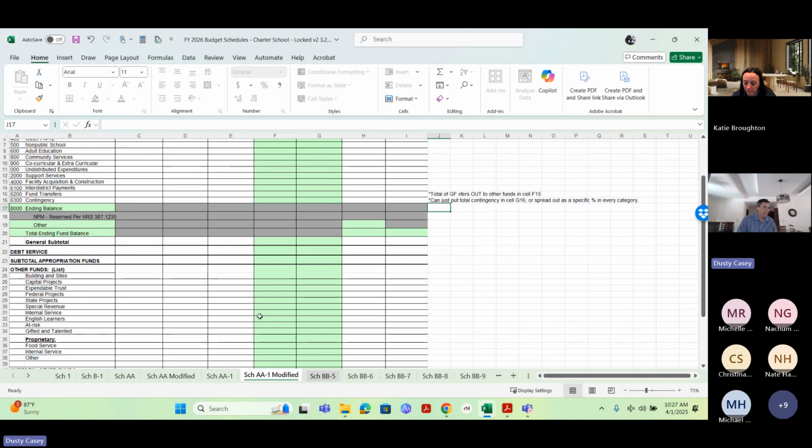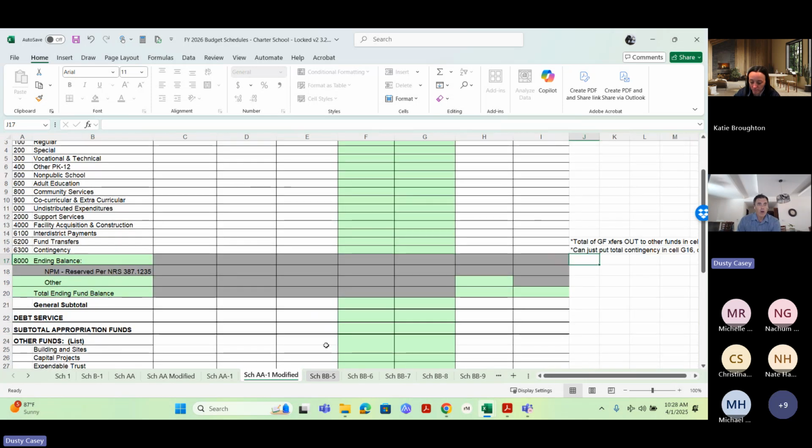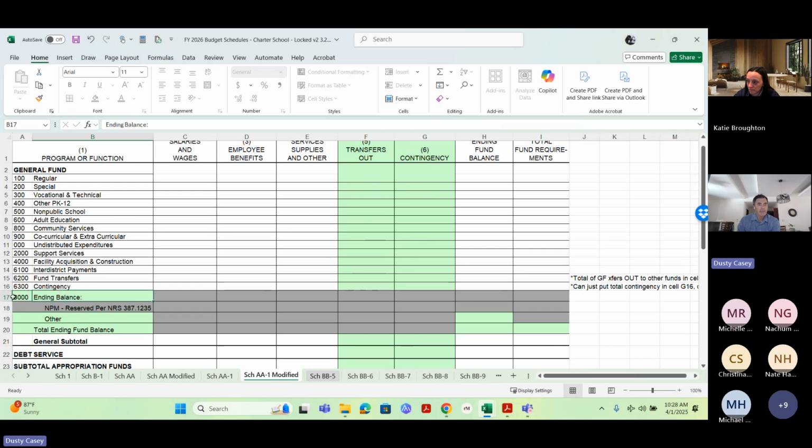But we really didn't get any good direction on how to fill these out specific to charter schools. And so I would say do your best. One thing on AA1 I will point out is you do have your ending fund balance, and you also have contingency.